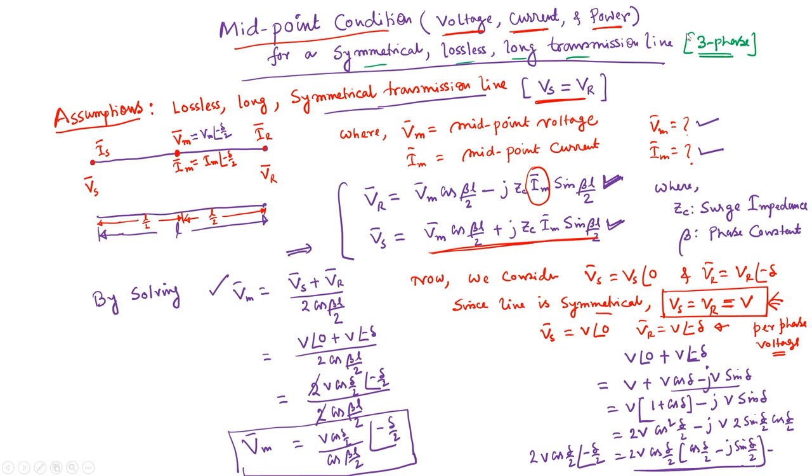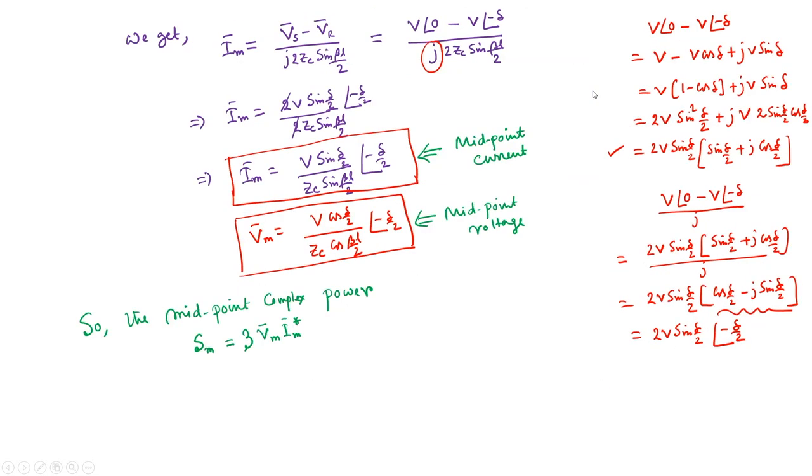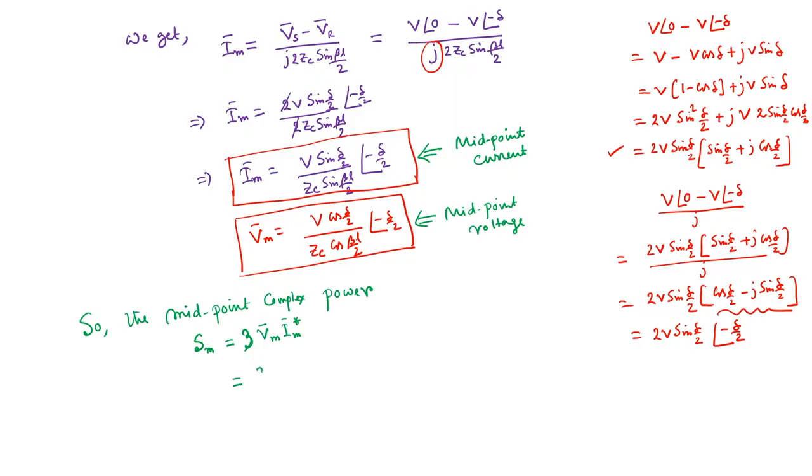Okay. So, for the symmetrical lossless long transmission line, the power is 3 phase. Now, when we consider this, the 3 should be a multiplier with this Vm Im star. Since this Vm and Im are in the same phase, there would not be any imaginary part of this complex power. So, what we will get is 3, Vm expression is V cos delta by 2 divided by Zc cos beta L by 2, and Im expression is V sin delta by 2 divided by Zc sin beta L by 2.